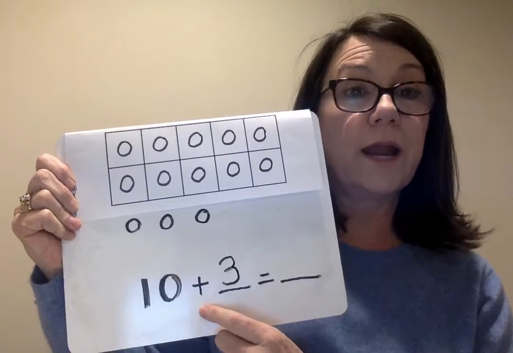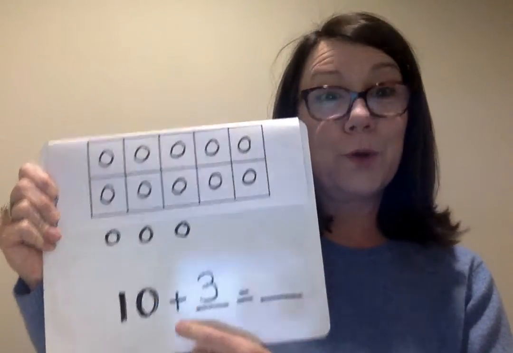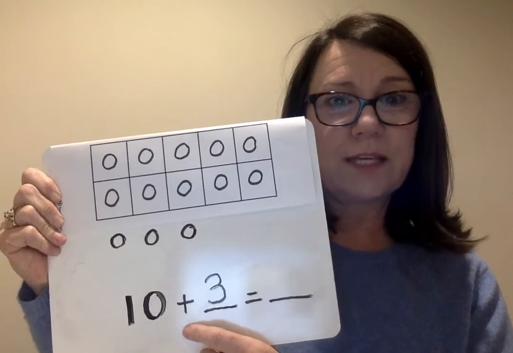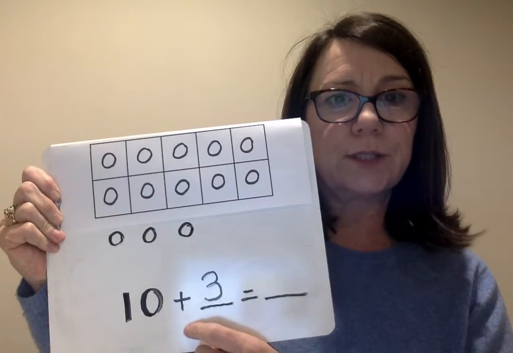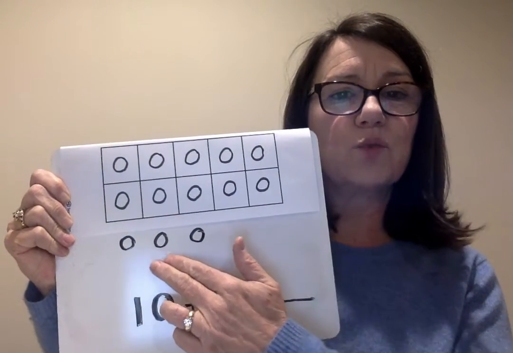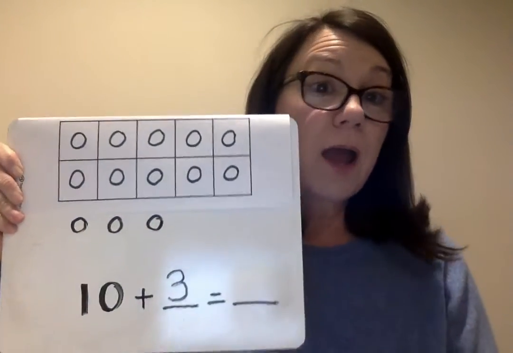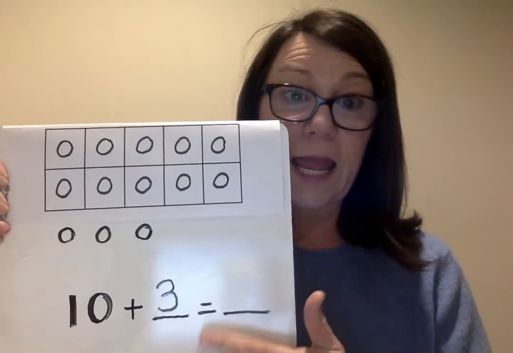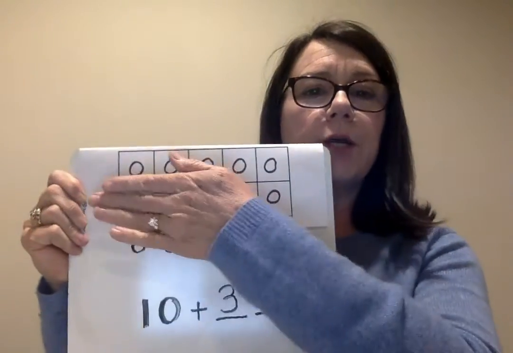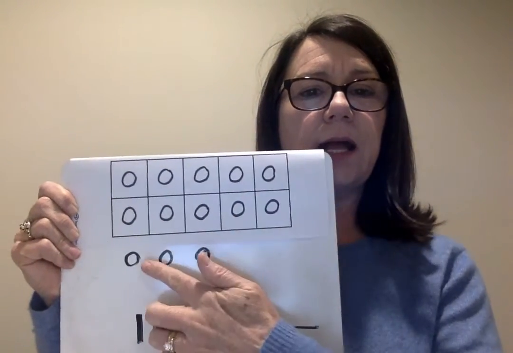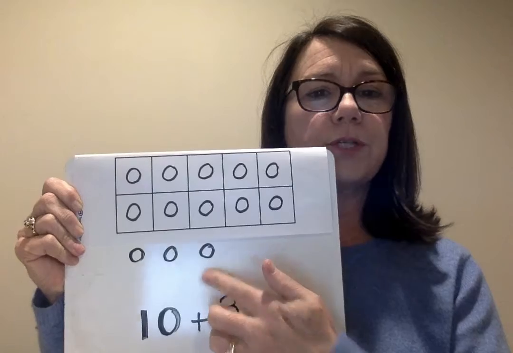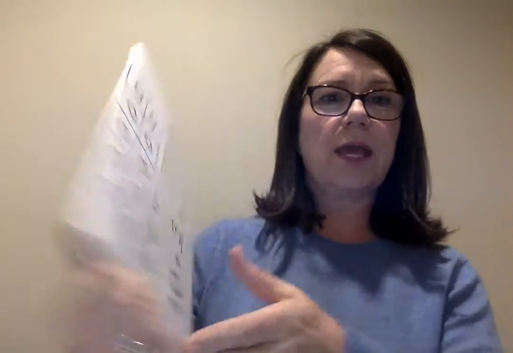Then remember, we're going to add, we're going to put some things together when we see that. That's the plus sign or addition sign. I'm going to add these 3 random ones right here. So now I've got 10 plus 3. So now I need to figure out what that equals, remember? All right, so we're going to count 10, 11, 12, 13. So 10 plus 3 equals 13, and I'm going to write 13 out at the side.